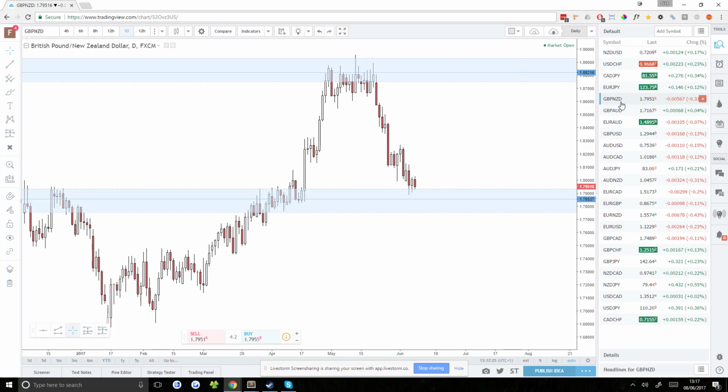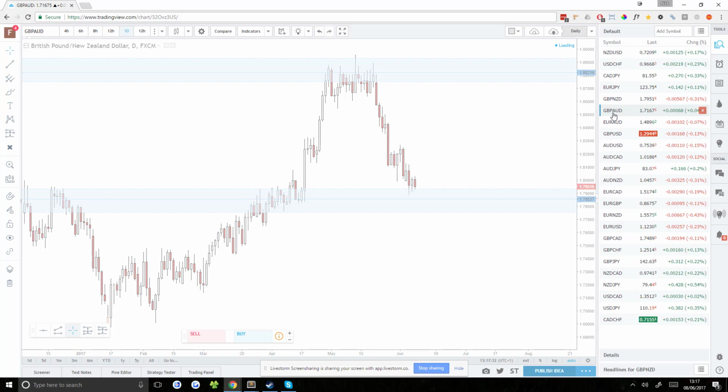We'll keep an eye on it in case it falls into the support area and we get good indecision here. So let's just keep an eye on it and see what happens.